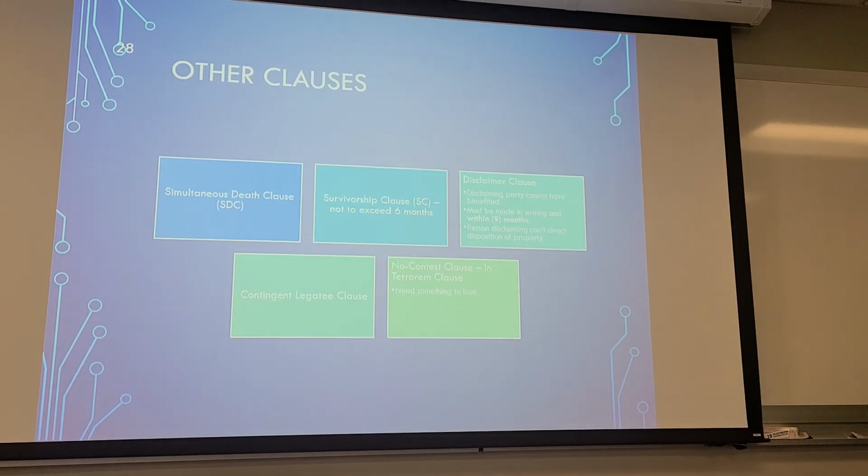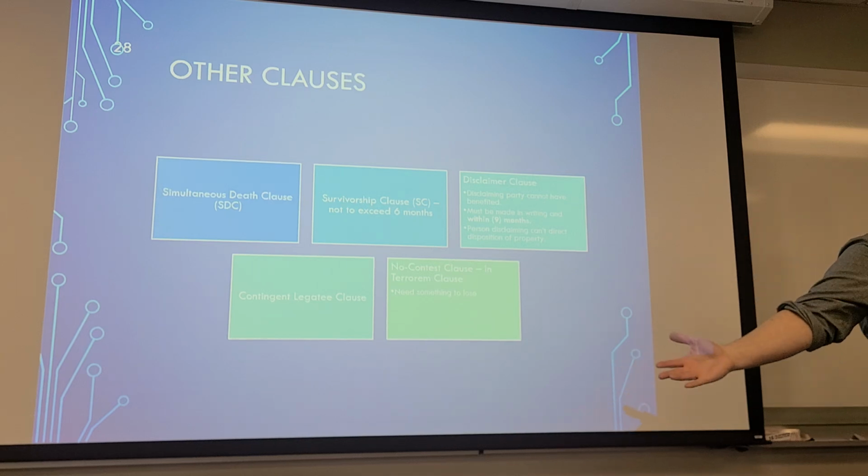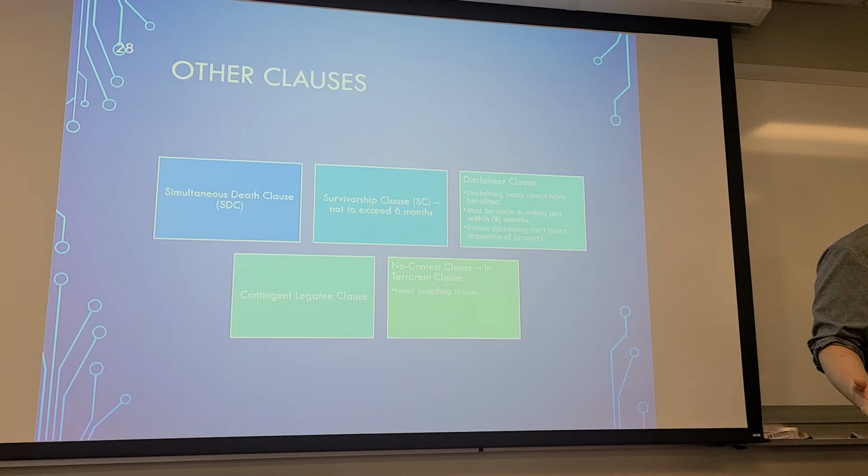Simultaneous death, we died at the same time, or it's impossible to determine which one of us died first. So we get into a wreck, and by the time the paramedics get there, me and spouse are both dead. Some states are going to assume one died before the other. You can put this in there to say, hey, if you can't tell, assume spouse died before me. And I would say that's best practice, because now I have more control over where the assets go.